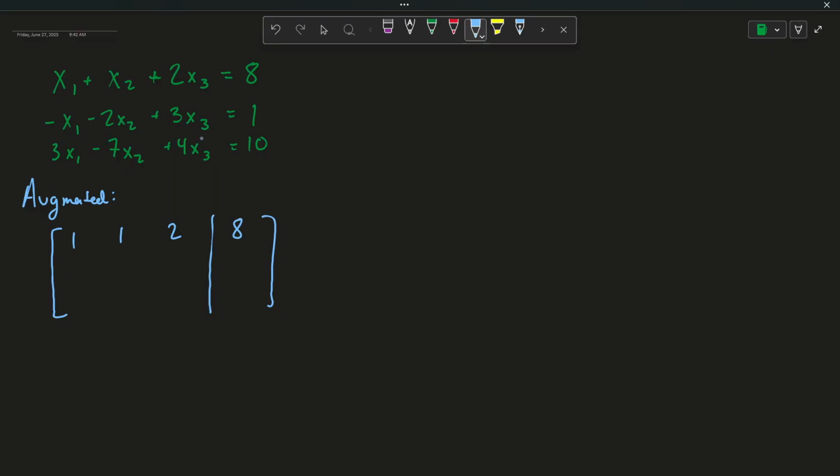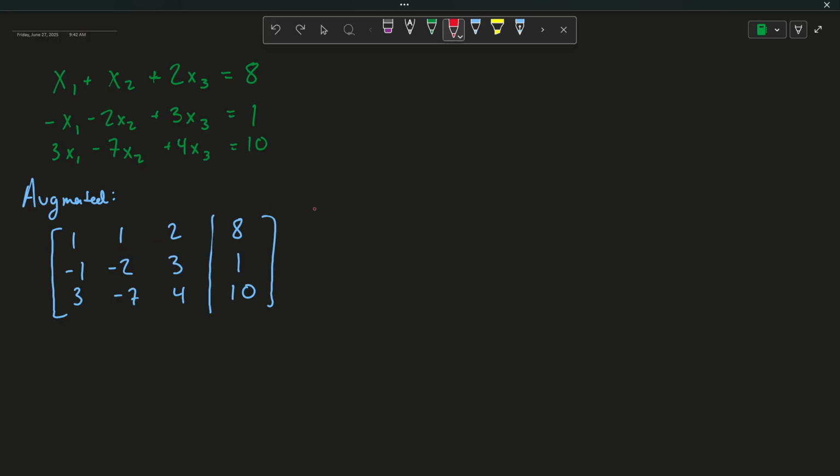Do that here for our next two rows. We've got -1, -2, 3, and 1. 3, -7, 4, and 10. Boom. Beautiful. So the goal is to reduce this down to row-reduced echelon form so we can rewrite these, get our x1, x2, x3 values.